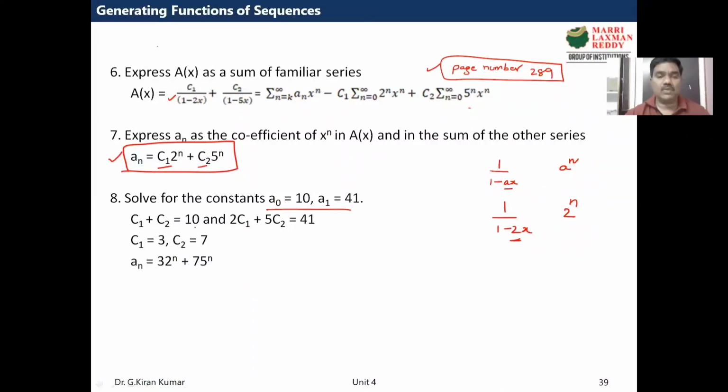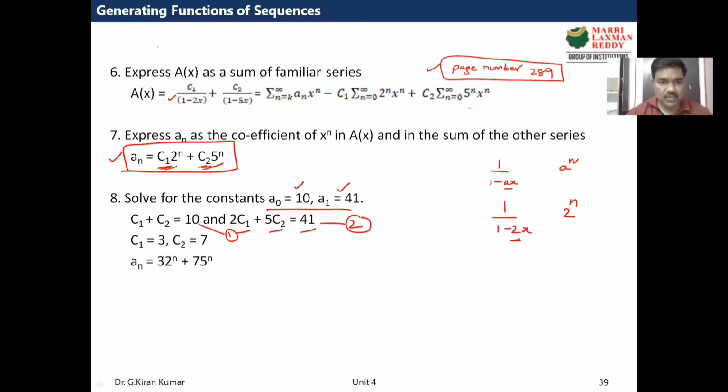So when I substitute n equal to 0, this will be C1, this will be C2. So C1 plus C2 equal to A0. A0 is given as 10. So this is your equation 1. Then if you substitute n equal to 1, this becomes 2C1 and this becomes 5C2 equal to A1, and A1 is given as 41 in this problem. So this is the second equation. Hope you know how to solve. You can apply any method, and finally we got the answer: C1 as 3, C2 as 7.